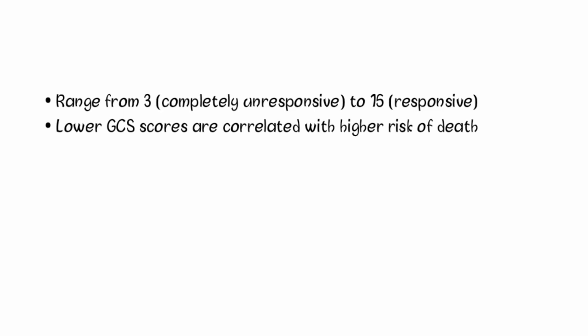A person's GCS score can range from 3, which is completely unresponsive, to 15, responsive, and it can never be 0. This score is used to guide immediate medical care after a brain injury such as a car accident, and also to monitor hospitalized patients and track their level of consciousness. Lower GCS scores are correlated with a higher risk of death. However, the GCS score alone shouldn't be used on its own to predict the outcome for an individual person with a brain injury.